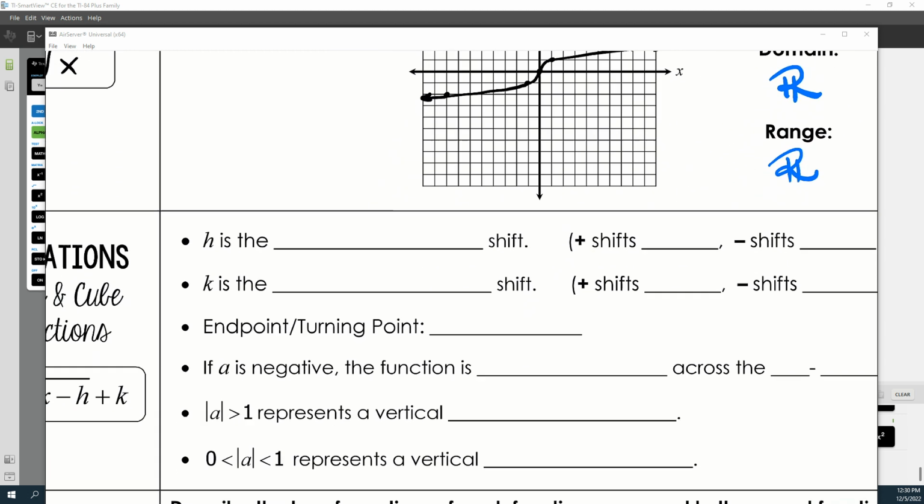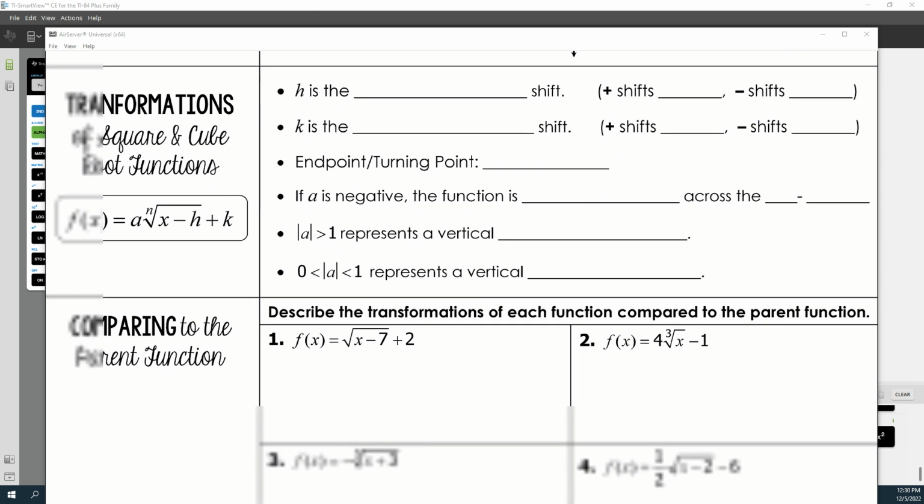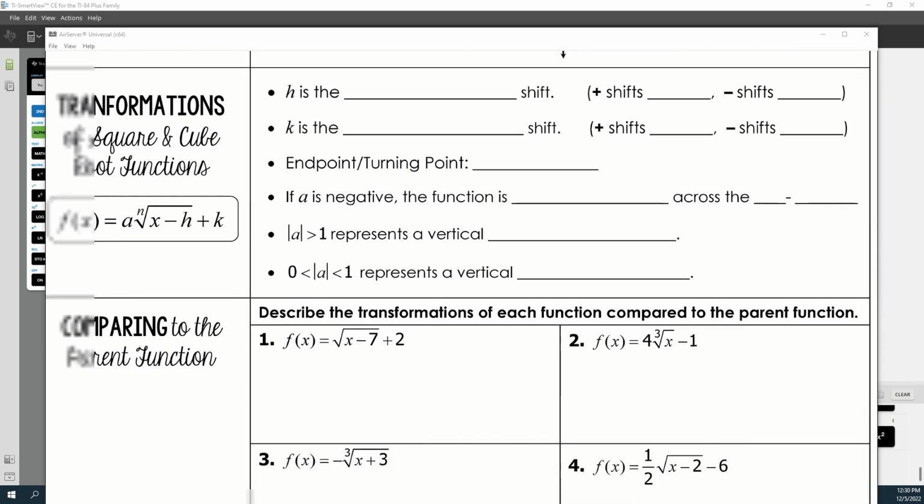All right, so we're going to review some transformations of functions. This is something we learned at the beginning of the year. We've reviewed it a little bit, but it's good to do it. Hopefully, the more you do it, the more it'll stick with you. But this is the basic form. h, what's added or subtracted on the inside, is going to be a horizontal shift.